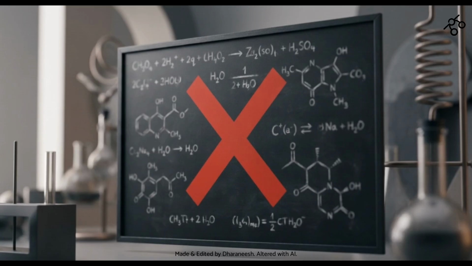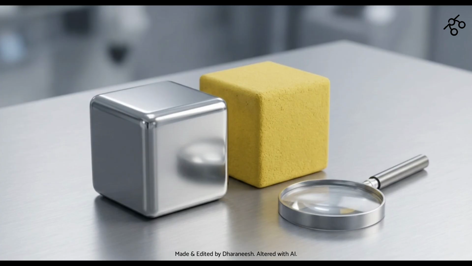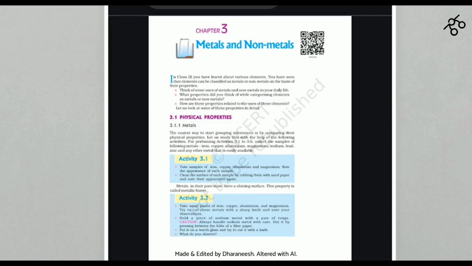You do not need a deep background in chemical equations to do this. You can sort the vast majority of these elements simply by observing their physical properties. This textbook page outlines exactly how we do that.